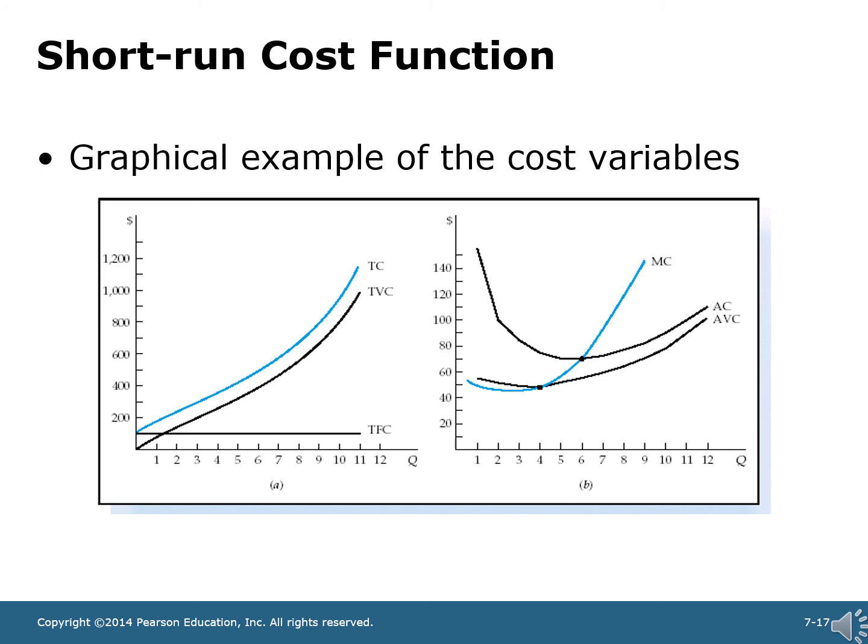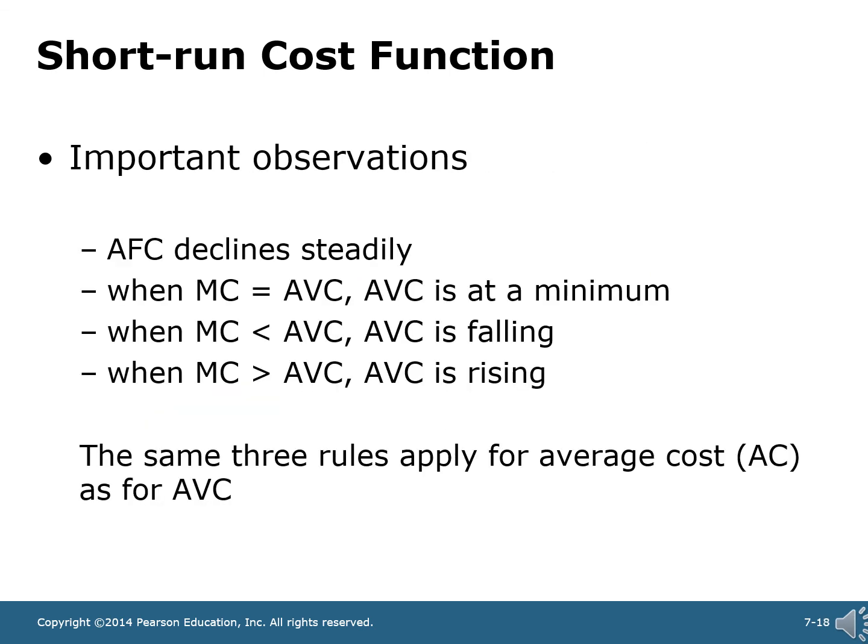And something worth noticing here and worth mentioning is that the marginal cost curve crosses the average variable cost and the average total cost curve at their lowest points. So both of those curves, the average cost and the average variable cost, are going to be at their minimum where they cross the marginal cost curve. So some observations that we can get from that graph. The average fixed cost, again, is going to decline steadily.